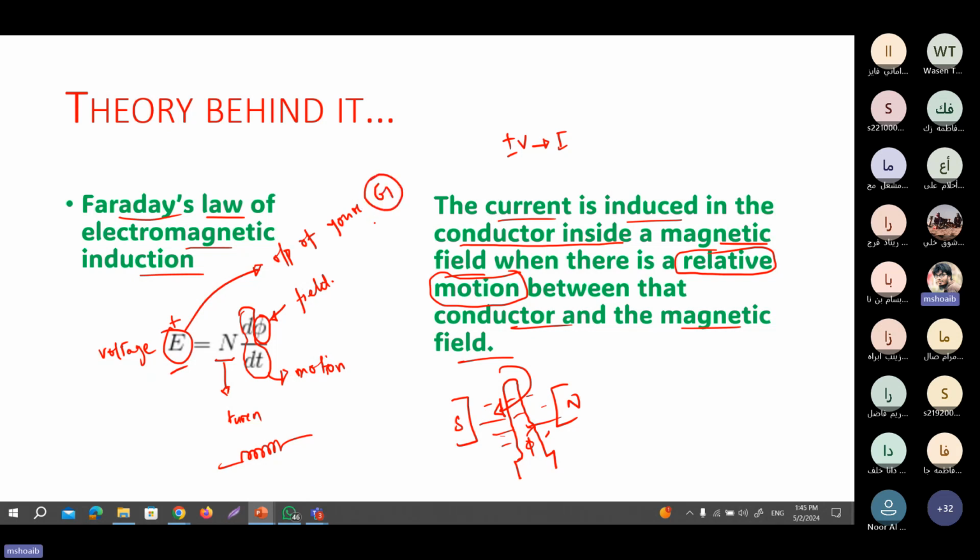So we need three things. One is a magnetic field, and the second one, we need a conductor. And of course, number three is a relative motion. So this conductor needs to be rotated, or it needs to move.